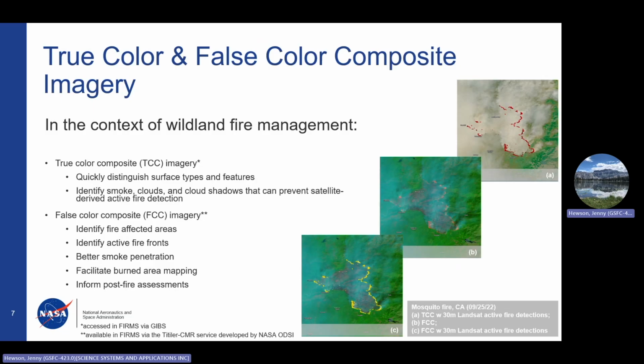The false color composite can be really useful for identifying fire-affected areas, active fire fronts, as you can see in the bottom thumbnail.